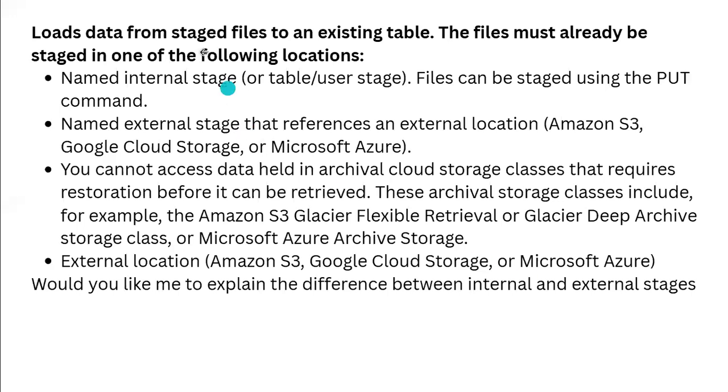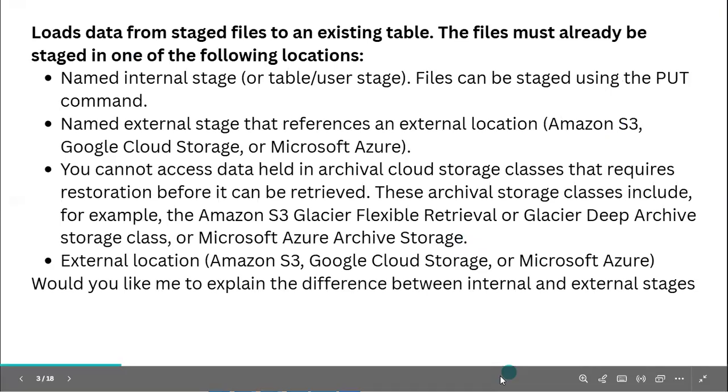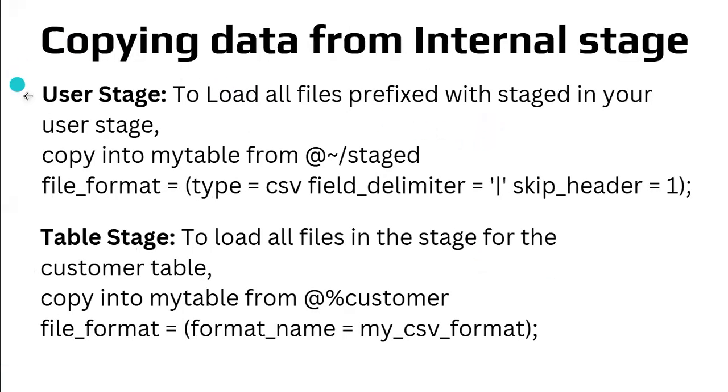Okay, next. Load data from staged files. The file must already be staged in one of the following locations: a named internal stage, or a named external stage. You cannot access data held elsewhere. You can go through this theory. We have discussed the user stage and table stage. For a named stage and for everything, we use this copy into only. For everything, we use copy into table from this.